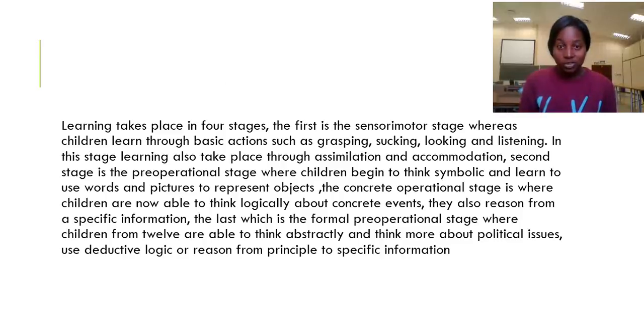Learning takes place in four stages. The first is the sensory-motor stage, where children learn through basic actions such as grasping, sucking, looking, and listening. In this stage, learning also takes place through assimilation and accommodation. The second stage is the pre-operational stage, where children begin to think symbolically and learn to use words and pictures to represent objects. The concrete operational stage is where children are now able to think logically about concrete events. They also reason from specific information. The last, which is the formal operational stage, is where children from 12 are able to think abstractly and think more about political issues, use deductive logic, or reason from principle to specific information.